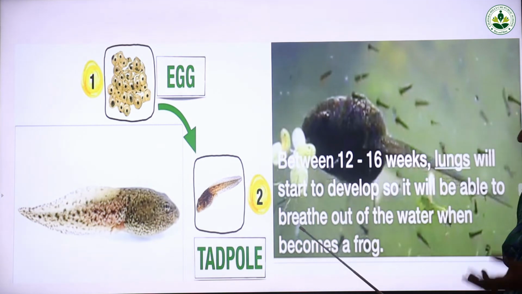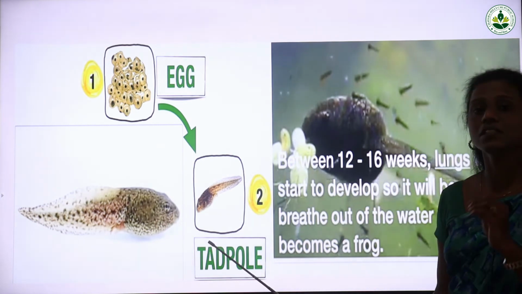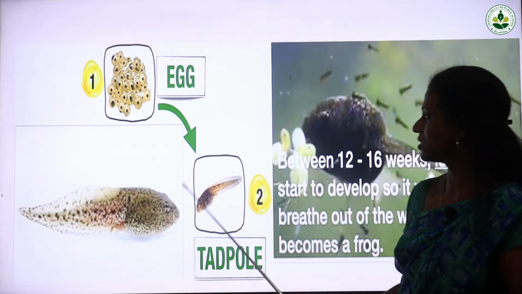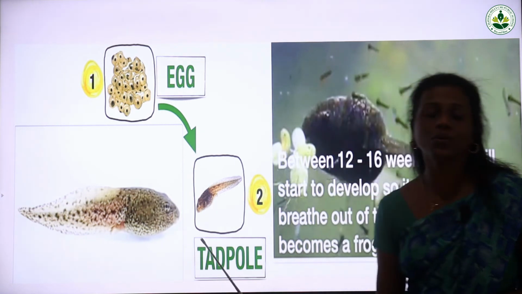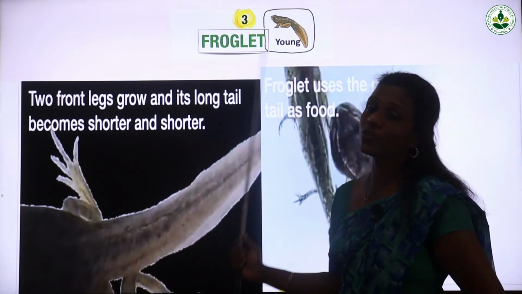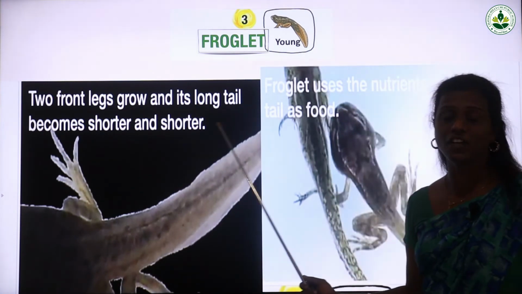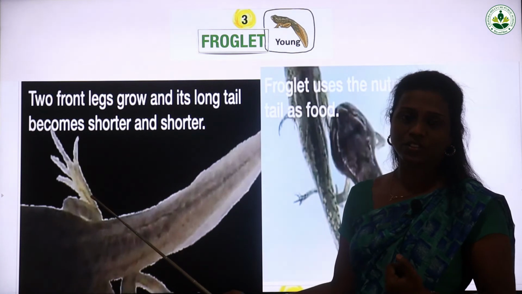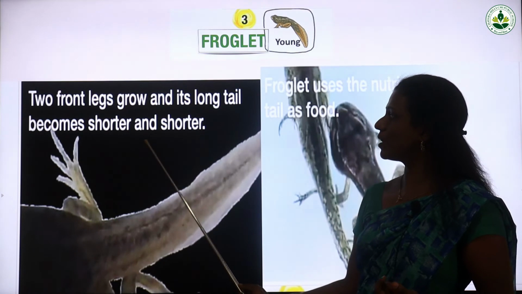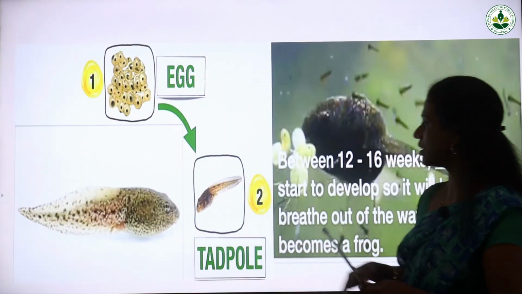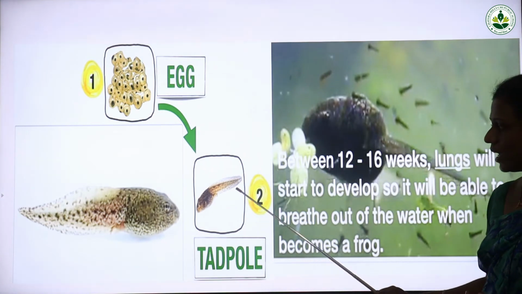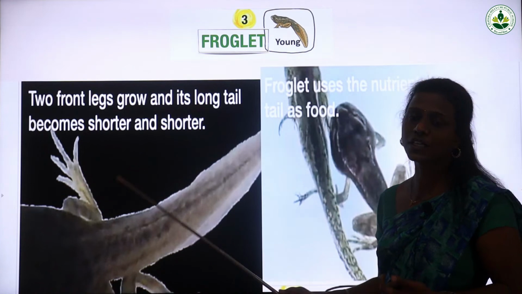At that time, if it is living in water, it can also breathe because of the development of the lungs. So the second stage, the egg will hatch and grow into a tadpole. Next we can check the next stage, the froglet. Froglet means young one. In this stage, after the tadpole, the two front legs will grow and its long tail becomes shorter and shorter. In the tadpole stage, you can see that it has a long tail. The front legs start to grow and the long tail becomes shorter and shorter.